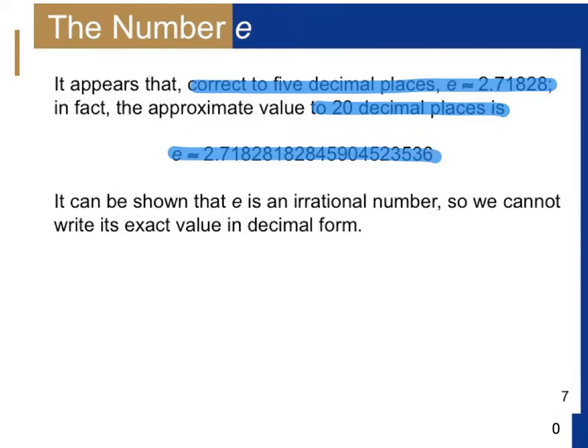e is an irrational number, so we can't write its exact value in decimal form. The decimals keep going, right? So we would just have this ... here, saying they keep going, and there's no pattern to them, just like pi.